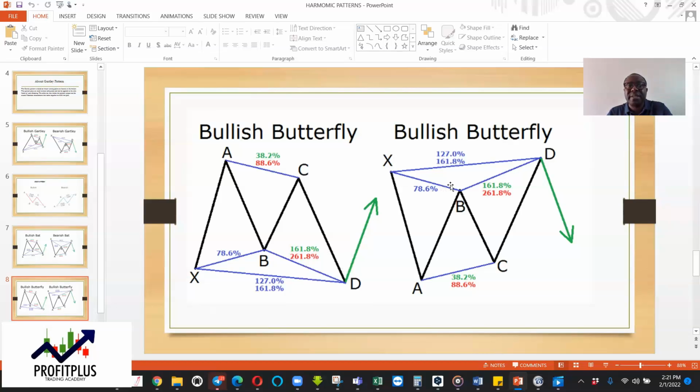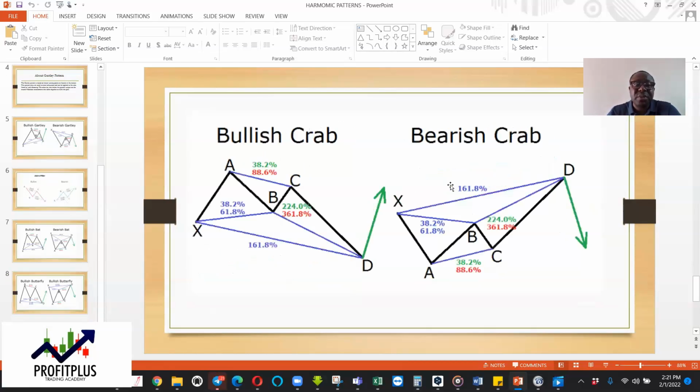All right, so if you find these conditions fulfilled in a bullish market, it's a bullish butterfly pattern. If it forms in a bearish market, it becomes a bearish butterfly pattern. So let's go to the next one.